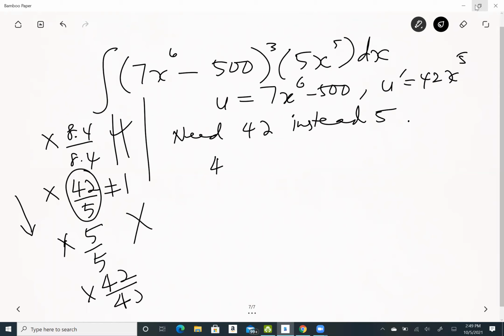Okay? Because you need 42. All right? So don't worry about the 5. You need the 42. Okay? You multiply by 42 over 42. And then the 5 and the 1 over 42, you rearrange. You cannot multiply by 42 over 5 because that is not equal to 1. You cannot multiply by 5 over 5 because that will not get the u prime.